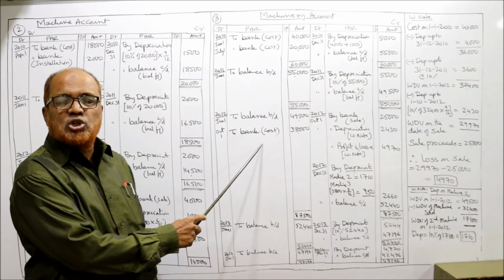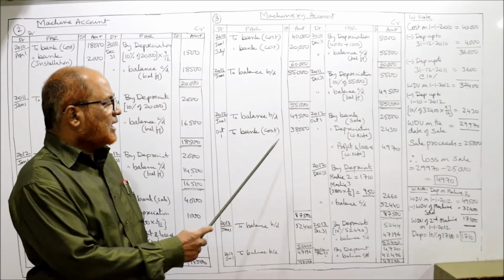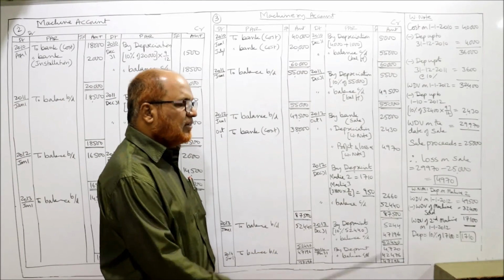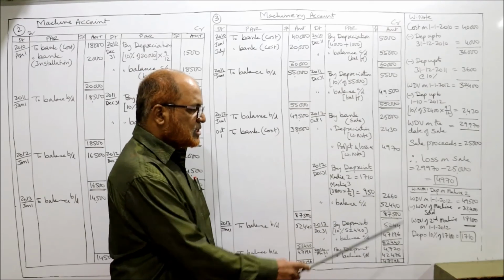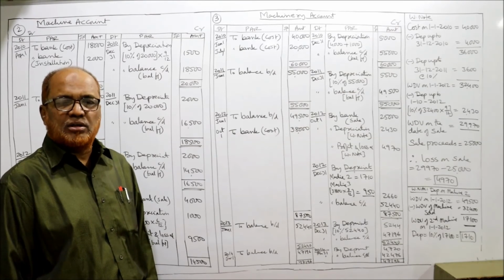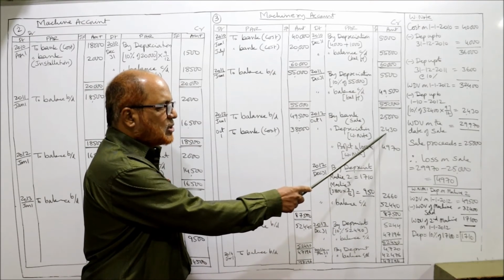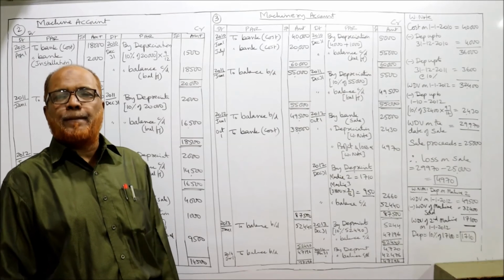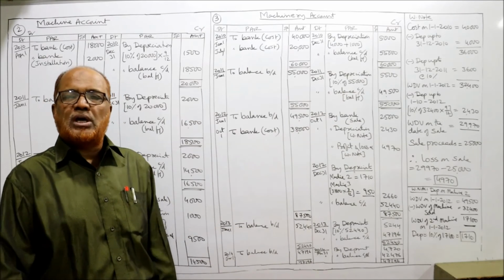Third machine just now purchased, October 1st. So October, November, December, only 3 months of depreciation we have to provide. So 38,000 into 10%, 3,800. 3,800 into 3 by 12, 950 is the depreciation on the third machine. Now add up 1,710 plus 950, 2,660 is the total depreciation. Now we find out the closing balance of machinery account. So debit side you take the total 87,500. 87,500 minus 25,000 minus 2,430 minus 4,970 minus 2,660. That comes to 52,440. So 52,440 is the closing value of the machine on 31st December 2012.